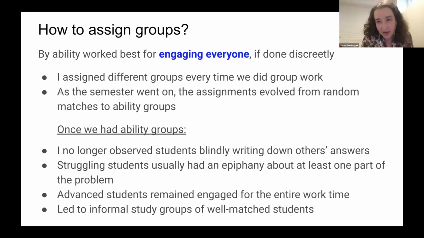The last thing I want to talk about just is how to assign groups, because I think this relates to the conference theme of engaging everyone. Of course, there's lots of literature out there in all fields about how to assign groups for people of all ages, but I want to tell you about my experience.